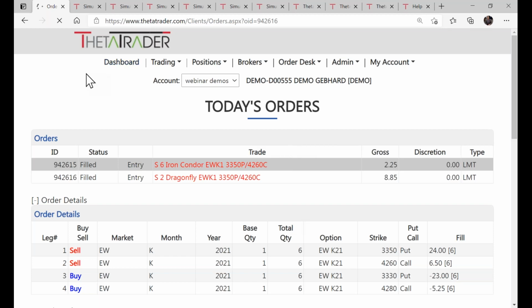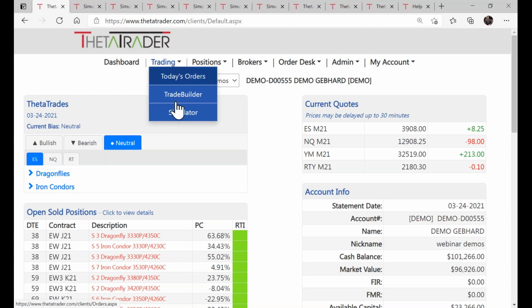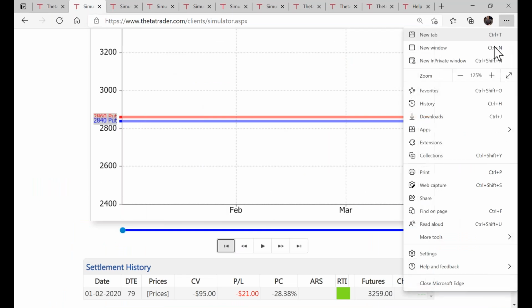Now let me show you the difference between a Condor and a Dragonfly. And I've run some trade simulations. You can do that right here under the simulator. So you can go backwards in time and backtest any of these strategies. And I've loaded some to save some time. Let me squeeze this down.